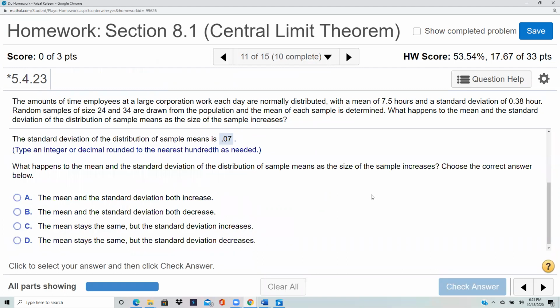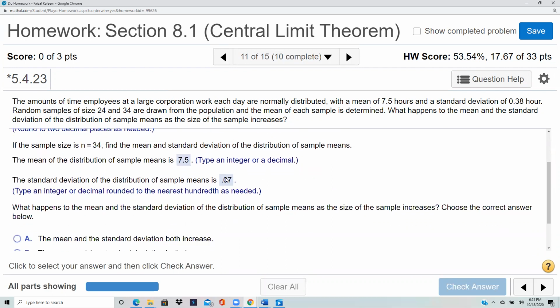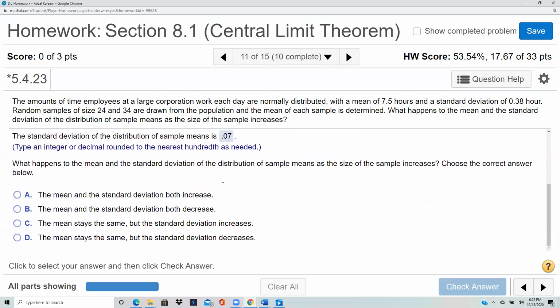So what happens to the mean and standard deviation of the sample means as the size of the sample increases? We know the mean stays the same and the standard deviation decreases, because you can see first it was 0.08, and then when the sample size increased, the standard deviation decreased. And that has to happen because the sample size is in the denominator. So if it increases, the standard deviation decreases. So the mean stays the same and the standard deviation decreases.